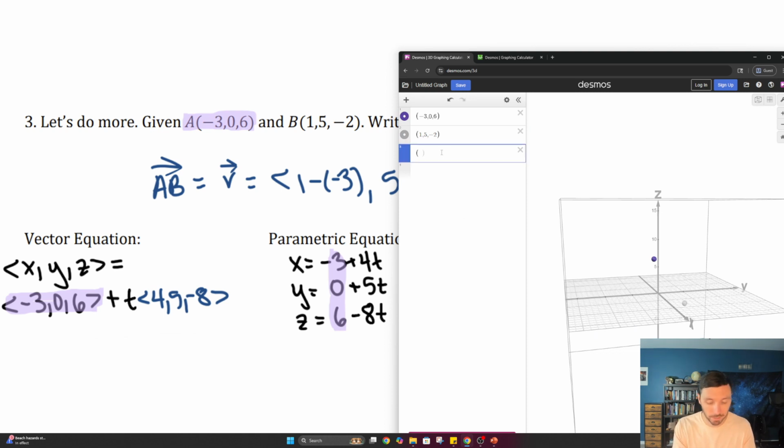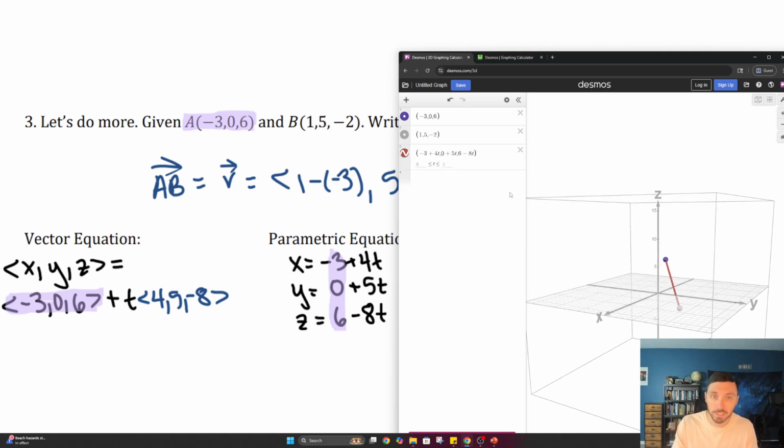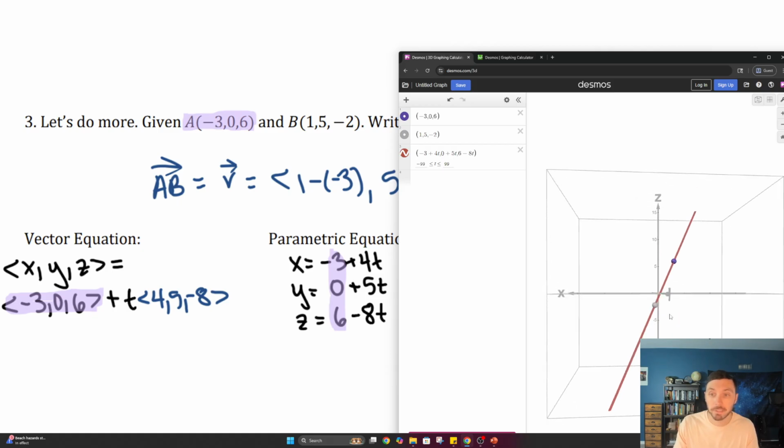I'm writing this as parametric equations. -3 plus 4t, and then I'll just write it this way. I'll write it as 0 plus 5t, and then 6 minus 8t. Right, this is the line segment when I confine t to be between 0 and 1, but of course this goes on forever, so I'll just do -99 to 99. This is the real line.